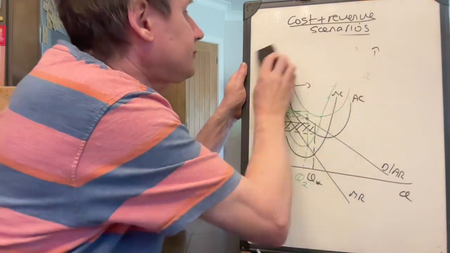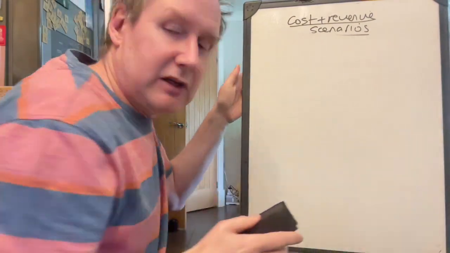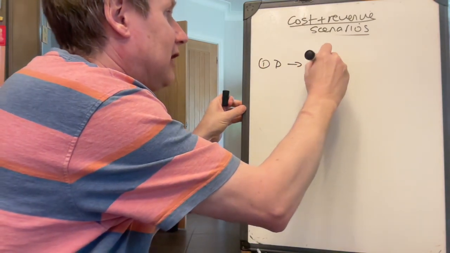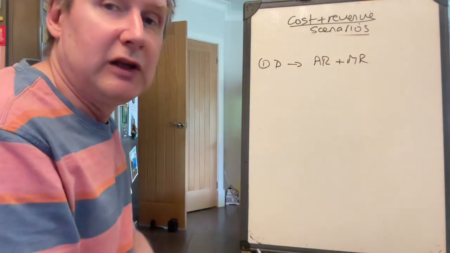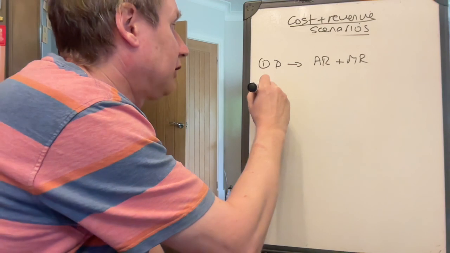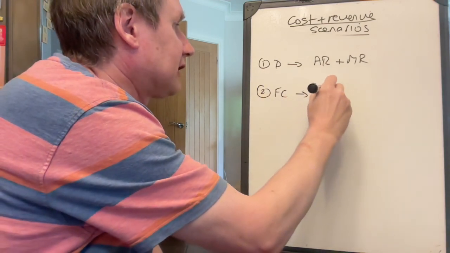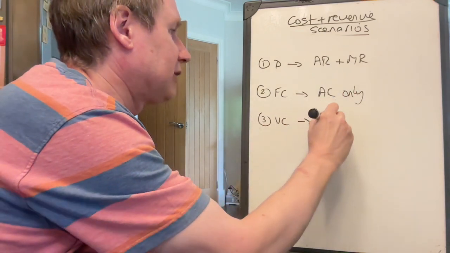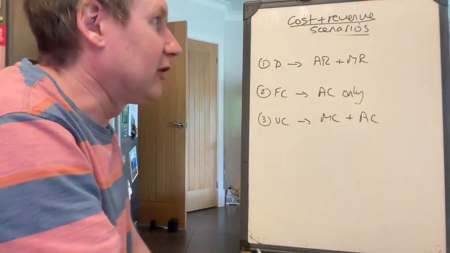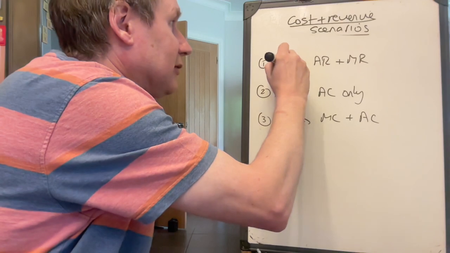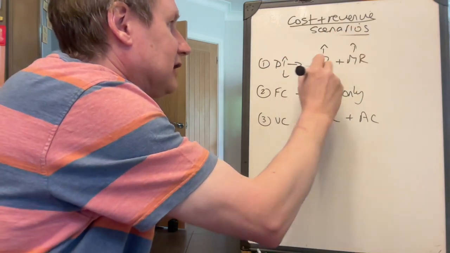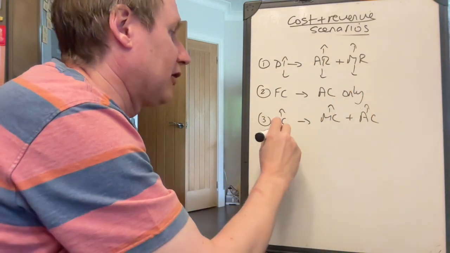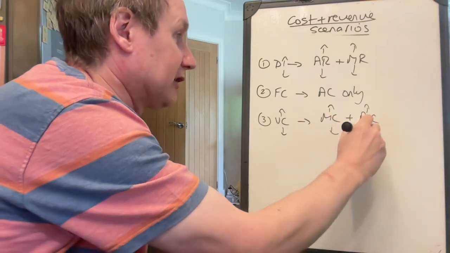So in summary, if you've got a change in demand, that causes AR and MR to both change. Either they both go up or they both go down. A change in fixed costs changes average cost only. And finally, a change in variable cost changes both MC and AC, both going in the same direction. So here, an increase in demand means they both go up. A decrease in demand means they both go down. Likewise here, an increase in variable costs means marginal and average costs both go up, and a decrease in variable costs means that marginal and average costs both go down.